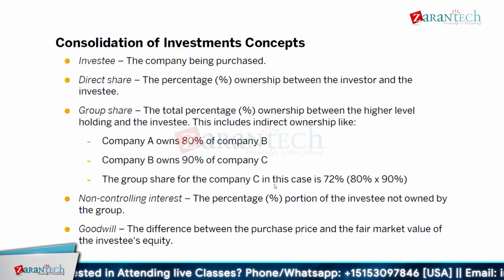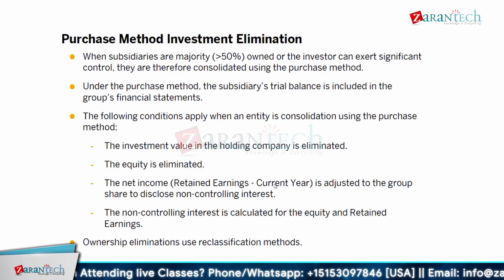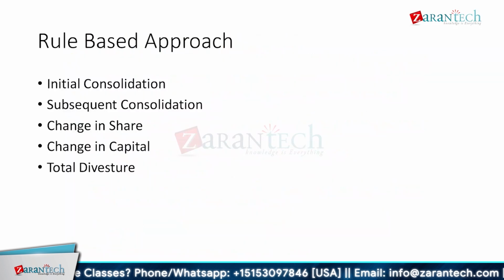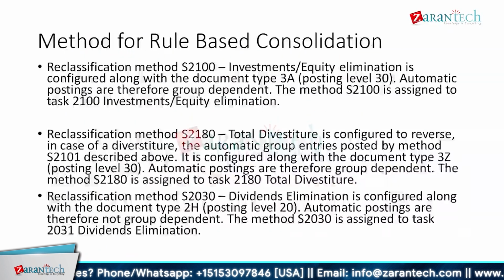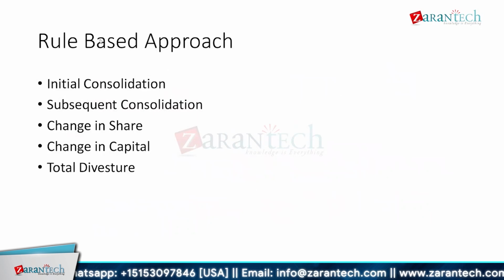See, this is the group share part. Purchase method for investment elimination. And say before I go for that, 1 second. See, we are talking here the rule-based approach. When we say rule-based approach, what are the options it supports? Okay, initial consolidation, that is the first consolidation what we are doing. Subsequent consolidation, that means every month whatever I do, I do a subsequent consolidation.